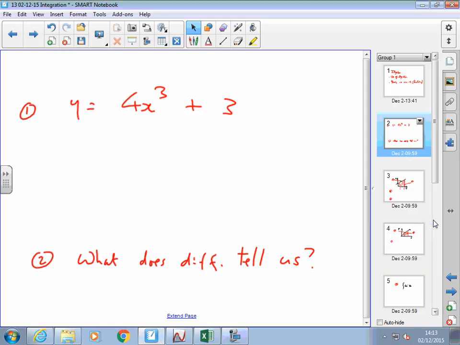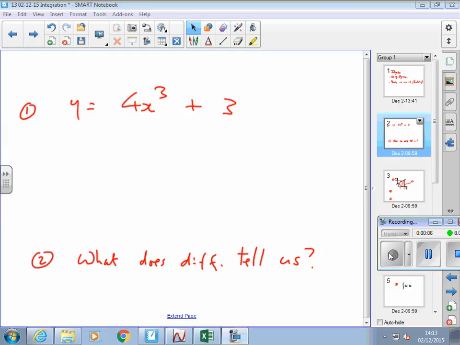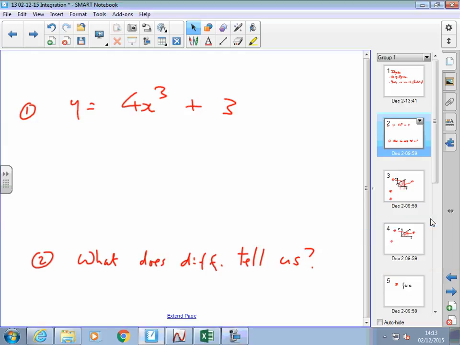So, number one. Hopefully you remembered this one. If I differentiate this, so number one was to differentiate this.